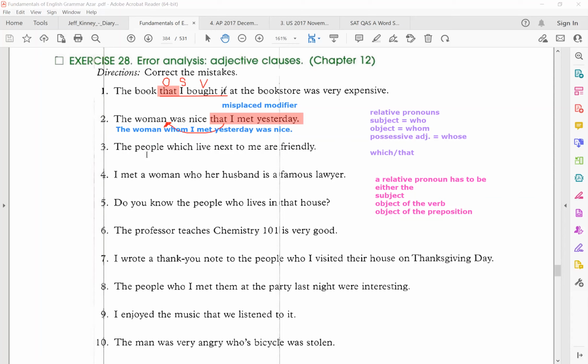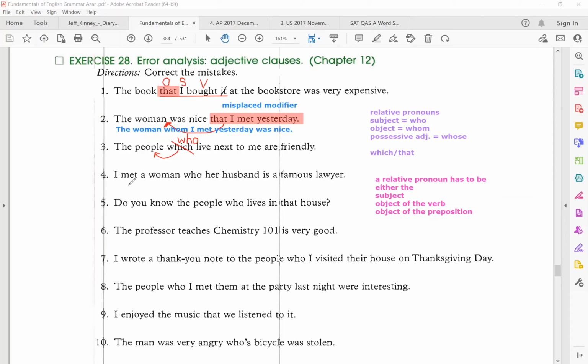Number 3, the people which live next to me are friendly. We know this is just the wrong usage of pronoun. Why? Because we are modifying the people. The people is our antecedent. We have to use who, whom, whose, not which or that. That's for things and animals. And since this is subject, we have to use who live next to me.